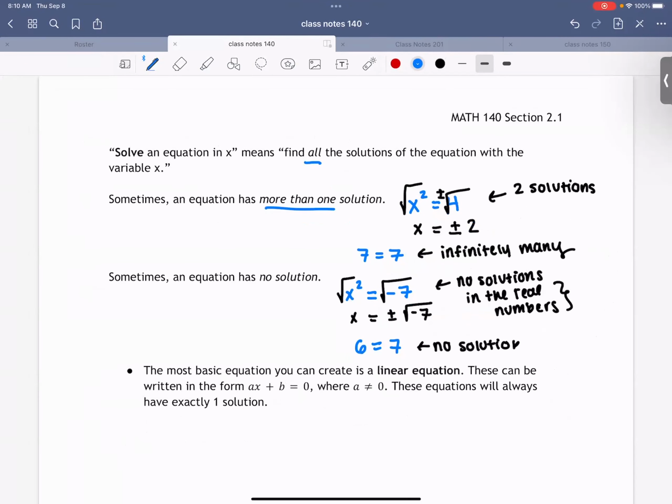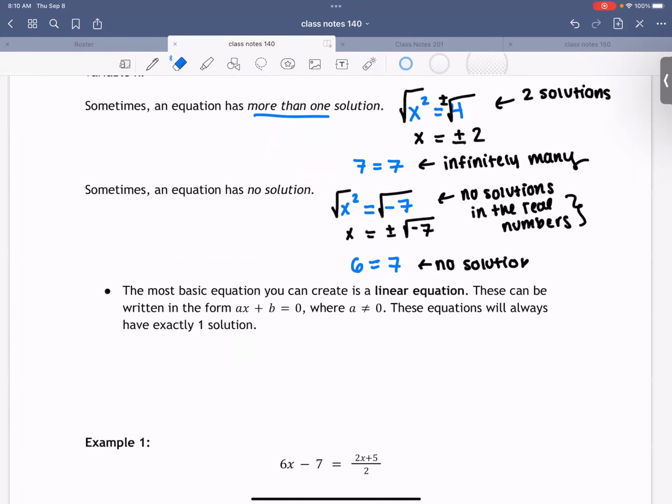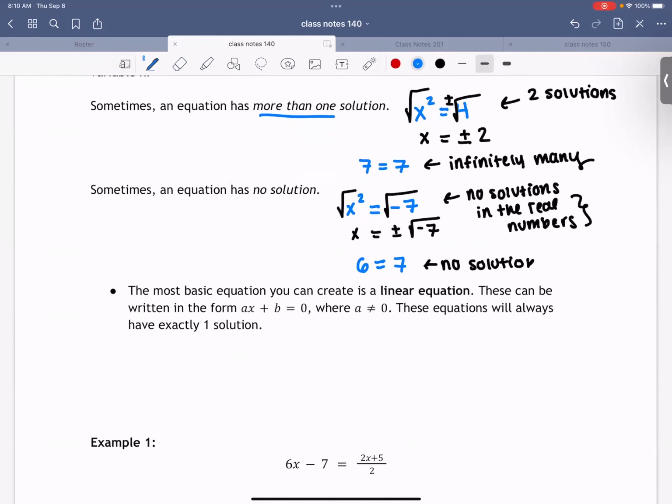Okay, so let's keep on going here. We talked about types of equations. We have equations with different types of solutions. We have equivalent equations. I would say the most basic equation that we can write is called a linear equation. Linear has the word line in it, right? Can someone give me an example of a linear equation?